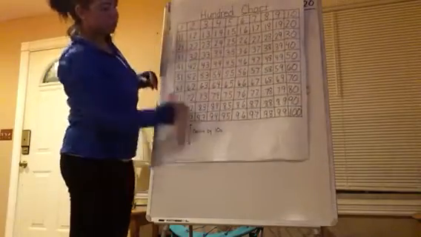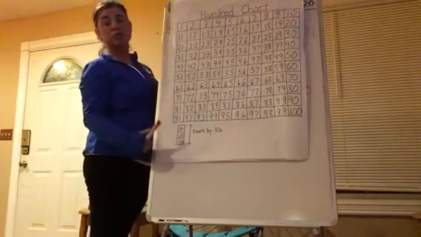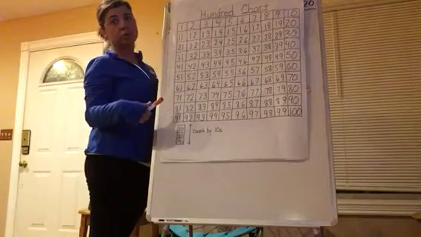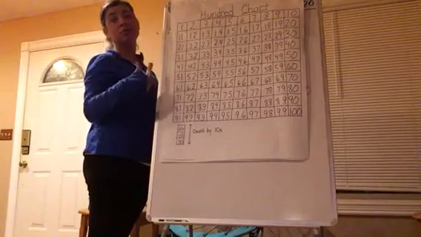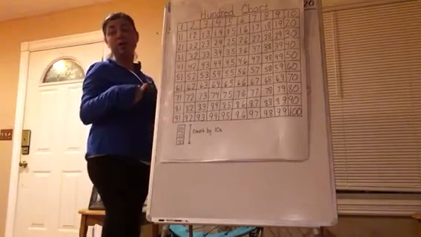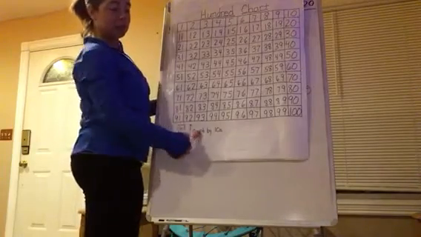There's our 100 chart. Now remember at the bottom when we're counting by tens and we're subtracting, what direction do we go? That's right, we go up because the numbers get smaller. When you subtract, the numbers get smaller. So we're taking away. So we are subtracting by tens.